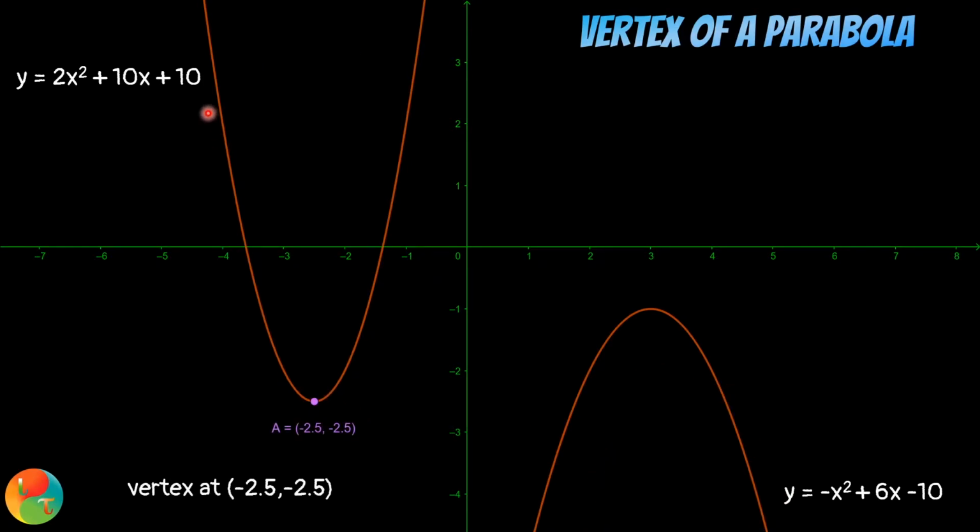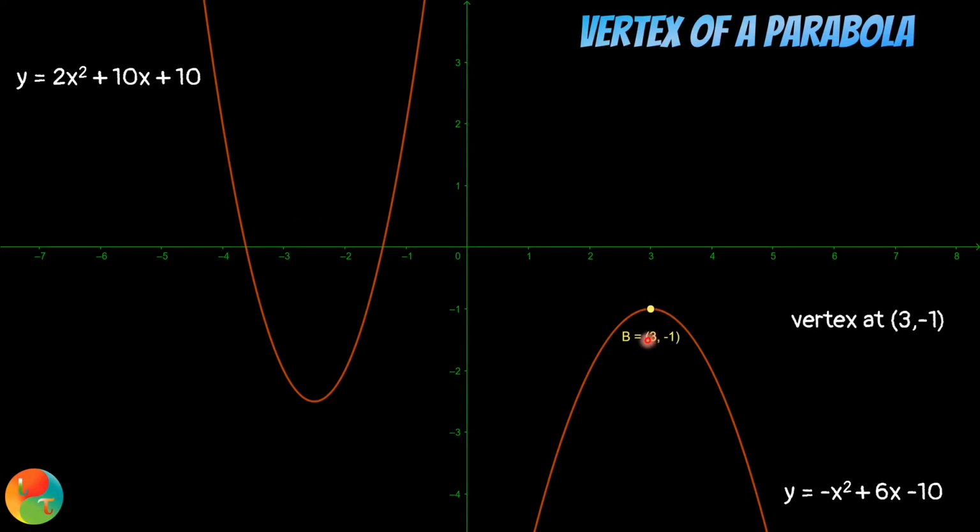So the vertex of this parabola is at minus 2.5 comma minus 2.5. Vertex in this case is the lowest point on this parabola. So this point A, which is the vertex of the parabola, is 2.5 units away from y-axis and 2.5 units away from x-axis. Similarly, in this case, the vertex is represented by point B having coordinates 3 comma minus 1. So this point is 1 unit away from x-axis and 3 units away from y-axis, and in this case the vertex is representing the maximum or the highest point of this parabola.